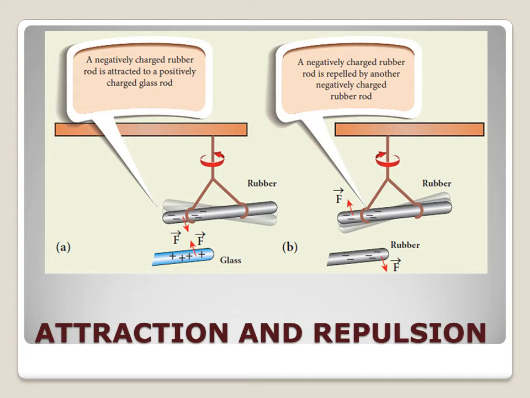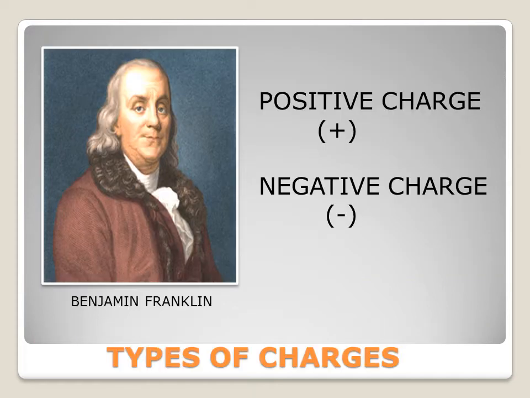So, when a glass rod is rubbed with a silk cloth, it produces positively charged particles, and when an ebonite rod is rubbed with fur, it produces negatively charged particles. So, like charges will repel each other, and unlike charges will attract each other.